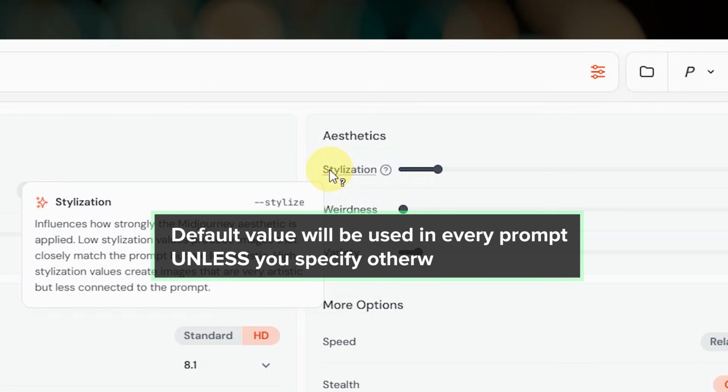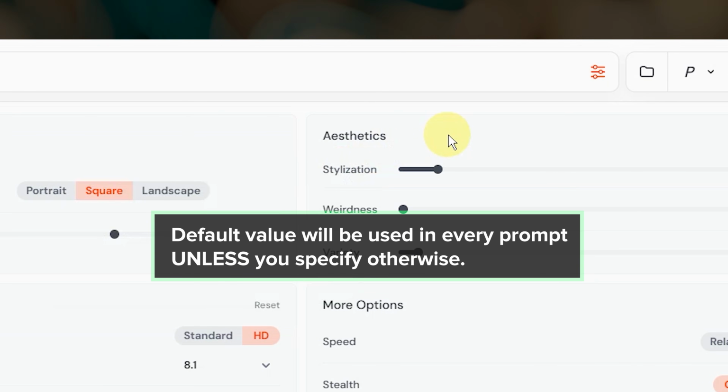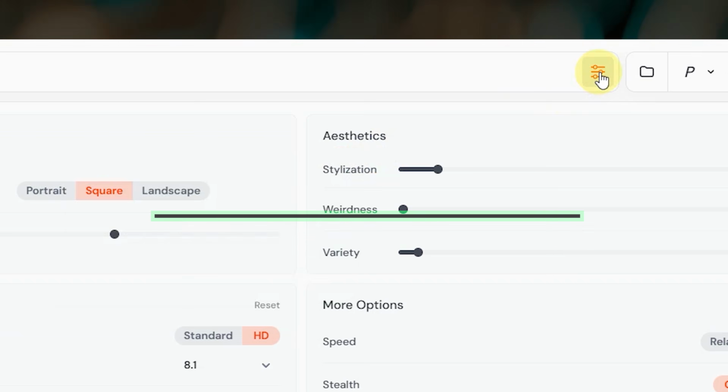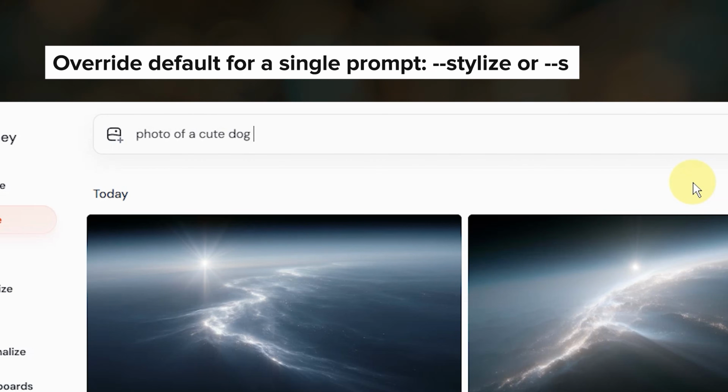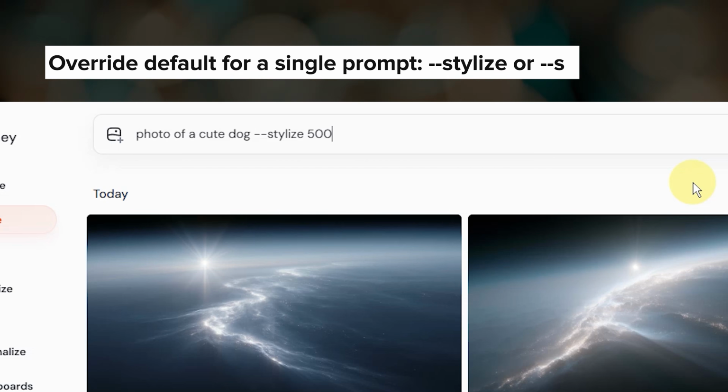What this means is that every prompt you submit will use a stylized value of 100. And if you need to override this value for a specific prompt, you can do that by including the stylize parameter --stylize or just --s directly in your prompt, followed by a number from 0 to 1000.